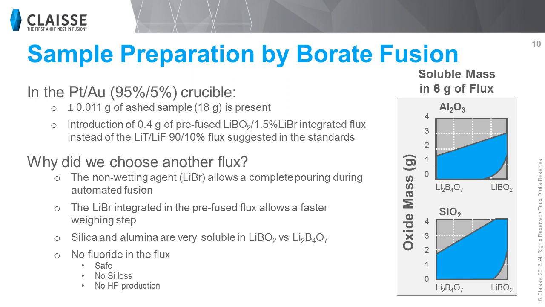Also, very important, this flux doesn't contain fluoride, which makes it safer because there is no production of hydrofluoric acid. It is also safer because there is no fluoride, so there is no reaction between fluoride and silica to produce tetrafluorosilicate, which is volatile. So, with the use of lithium metaborate and lithium bromide, you avoid the loss of silica by volatilization.